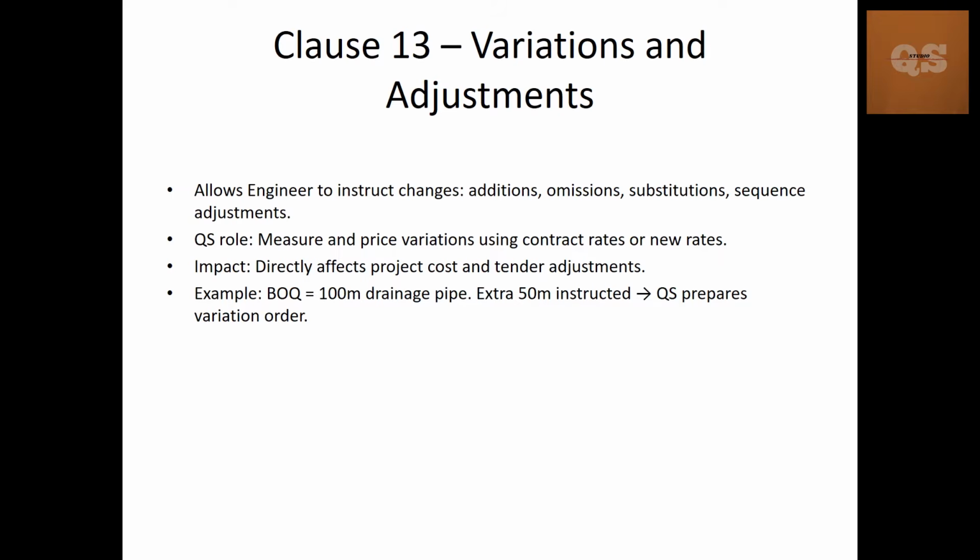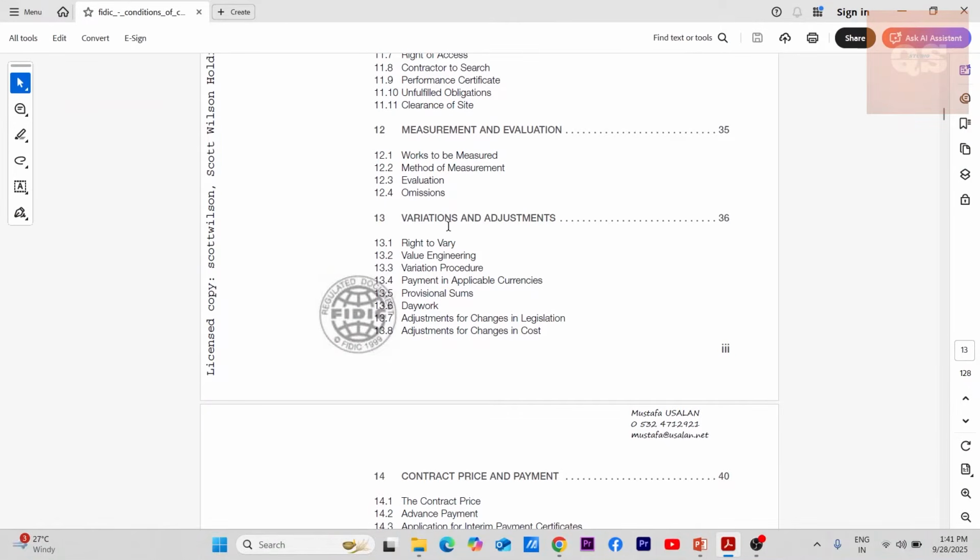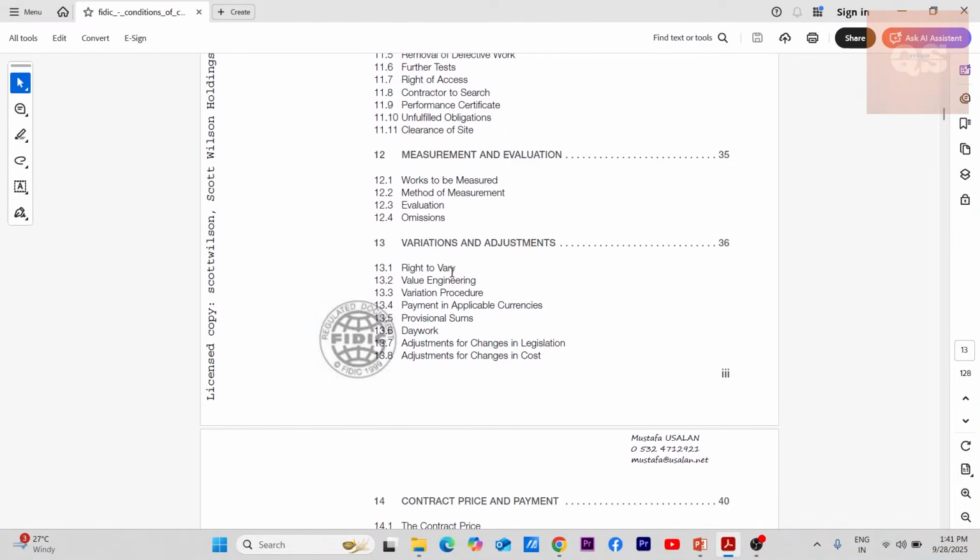They will do the rate analysis. Since it is in the BOQ, this item is already available, and the rates can be directly used for these extra 50 meters. If you see clause 13, variations and adjustment, these are some of the sub clauses.